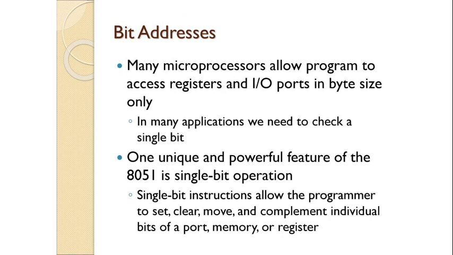So, bit addresses. Many microprocessors allow programs to access registers and IO ports in byte size only, whereas our 8051 has a unique feature. What is that unique thing? It can have single bit operations. Single bit means we can use set, clear, move, complement kinds of operations. For set you have the instruction SETB. For clear you have the instruction CLR. For move you have MOV, and for complement you have CPL. These are the instructions for single bit operations, and you can apply them on ports, memory and registers.